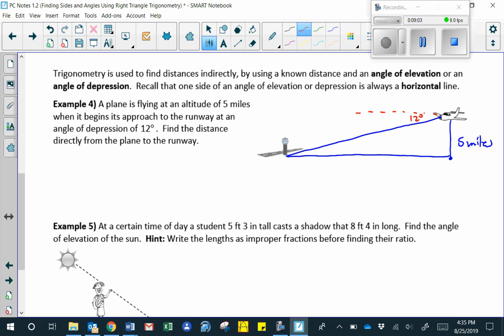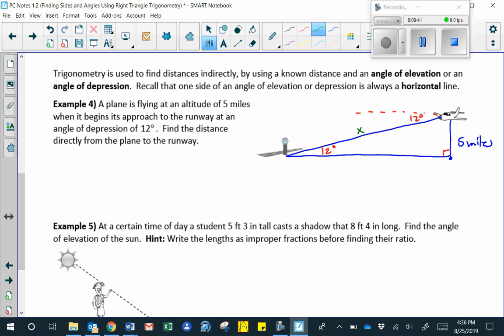Now, remember that the ground is parallel, so we have a set of alternate interior angles here, and 12 degrees is also that alternate interior angle measure inside of the triangle. We'll make the assumption in these types of problems that the ground is horizontal and heights are vertical, so therefore we have a right angle. Now, what we're looking for in this problem is the distance directly from the plane to the runway. So that would be this distance if the nose of the plane is heading toward the runway.